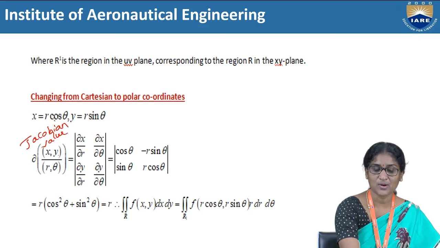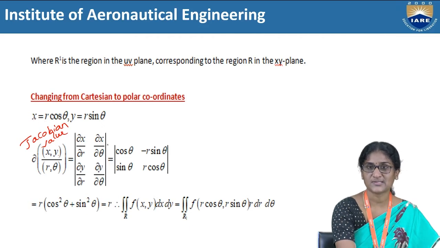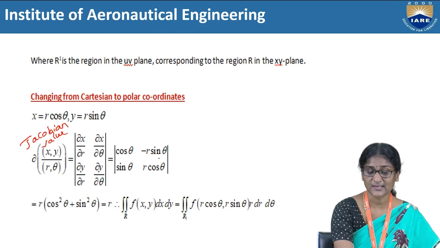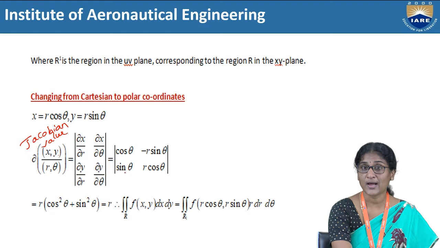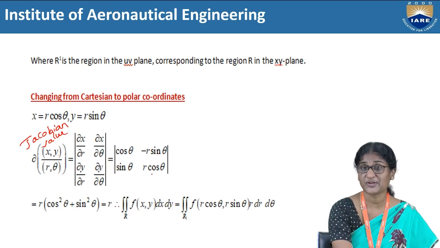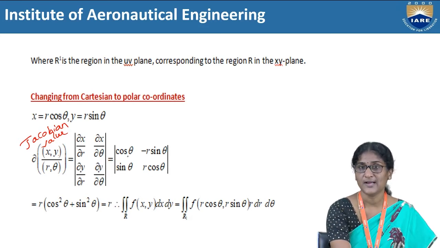If x is equal to r cos θ, then ∂x/∂r is nothing but cos θ. And ∂x/∂θ is equal to minus r sin θ. That's what we have written here. Similarly, differentiating y with respect to r, that is sin θ, and differentiating y with respect to θ, we'll get r cos θ.